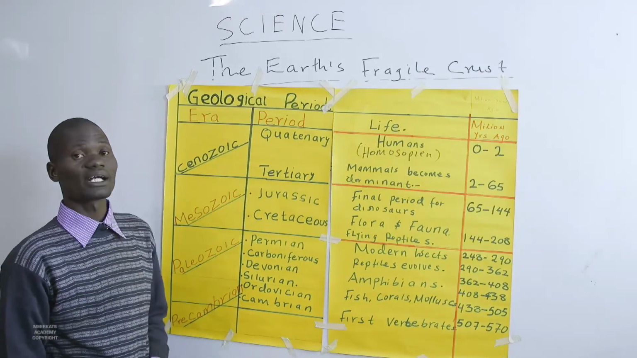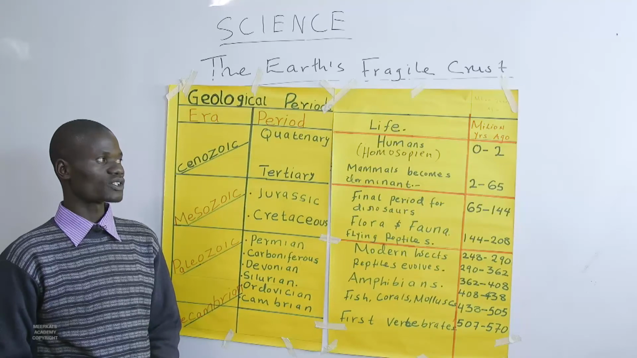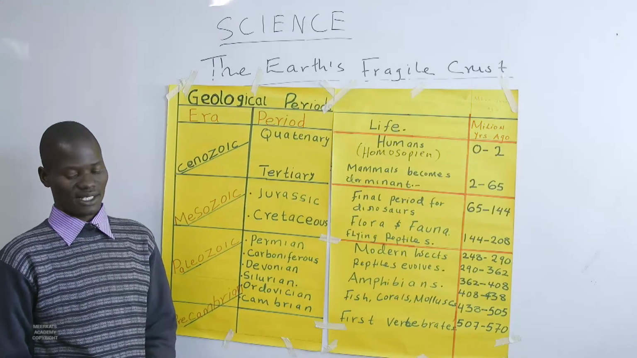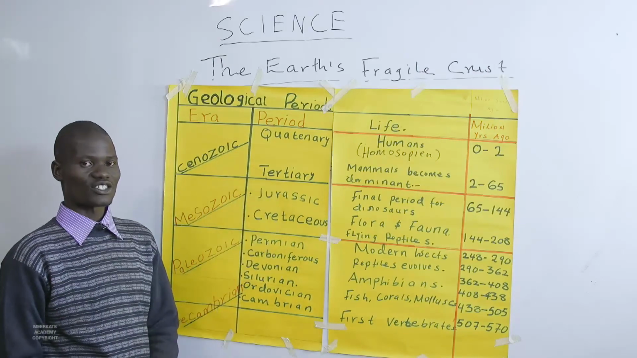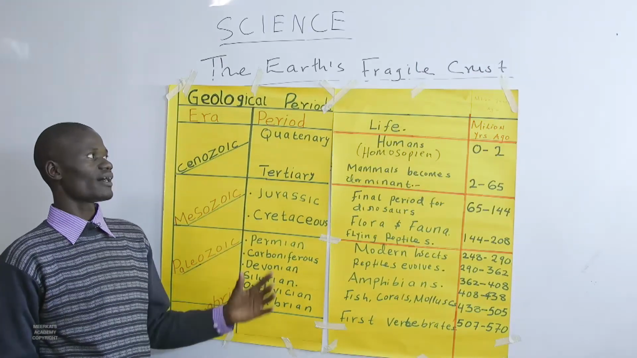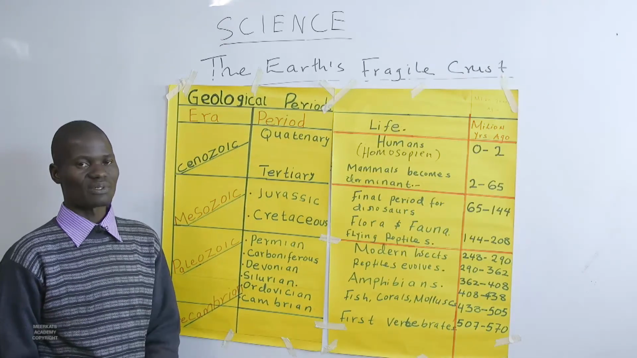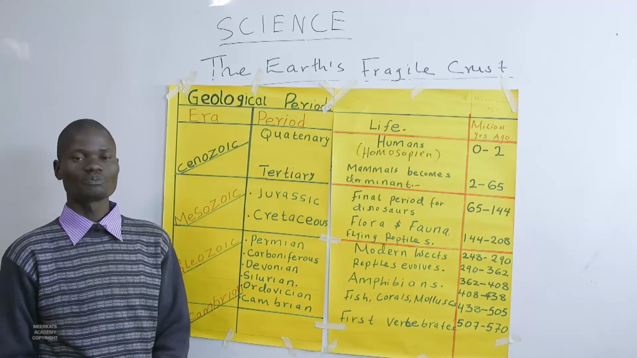Next is the Precambrian, which is also composed of various ages of time. Coming to this brings us to a summary of the geological period, or the geological time, of what has been happening.